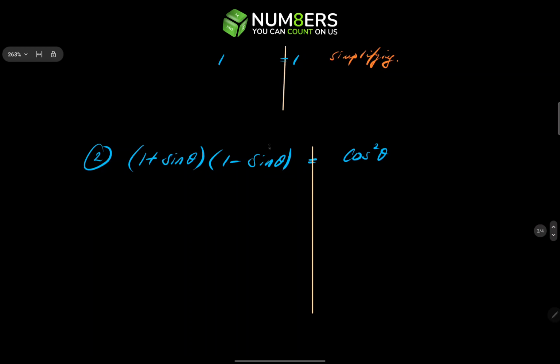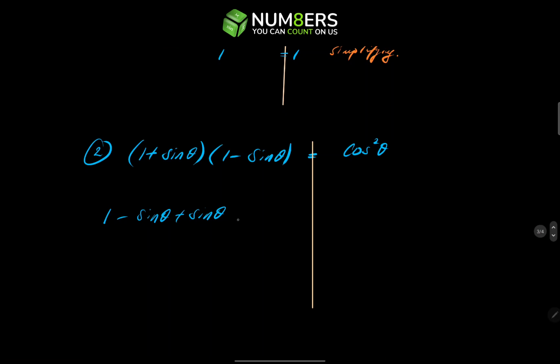So what we're going to do is start by expanding, or by foiling. So we're going to do 1 times 1, which is equal to 1. 1 times negative sine theta is negative sine theta. Sine theta times 1 is sine theta, so plus sine theta. And then sine theta times negative sine theta is negative sine squared theta. So we write negative sine squared theta equals cosine squared theta. Right here we just expanded, and this one would be properties of algebra.